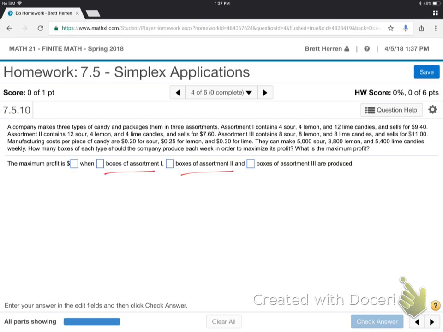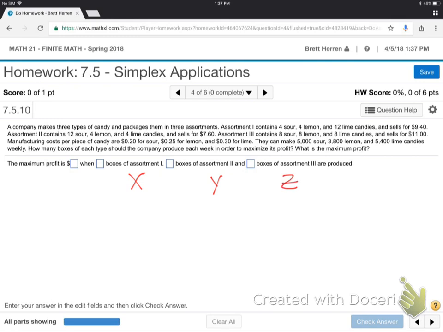Assortment, boxes of assortment 1, assortment 2, assortment 3. That's what they want from me, huh? They're saying, hey, in the end, we want to know how many boxes of assortment 1, 2, and 3 you should sell to make the most money, maximize profit. So whatever they're asking for, that's what you put across the top. So I'm going to call that X, Y, and Z, and I'll put it across the top. That'll be X, Y, Z.